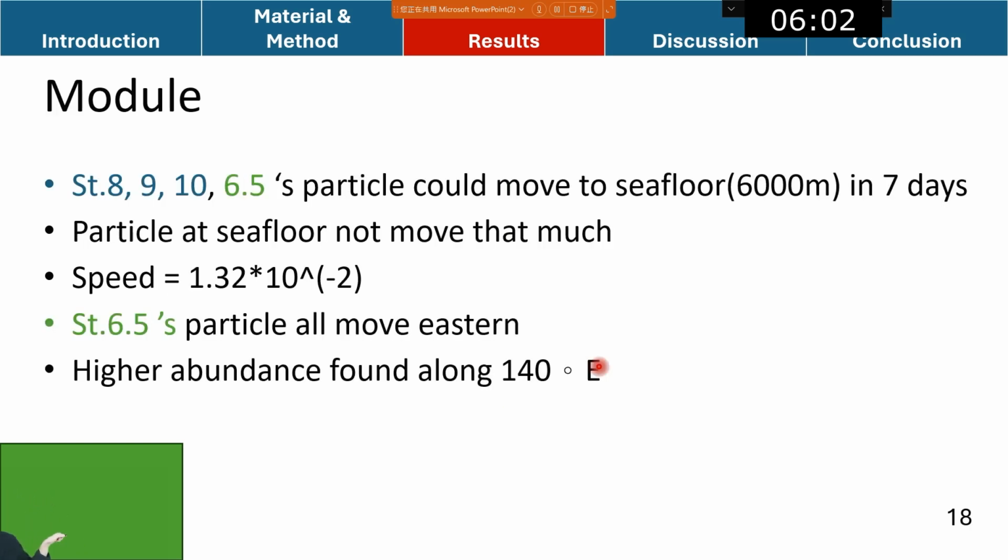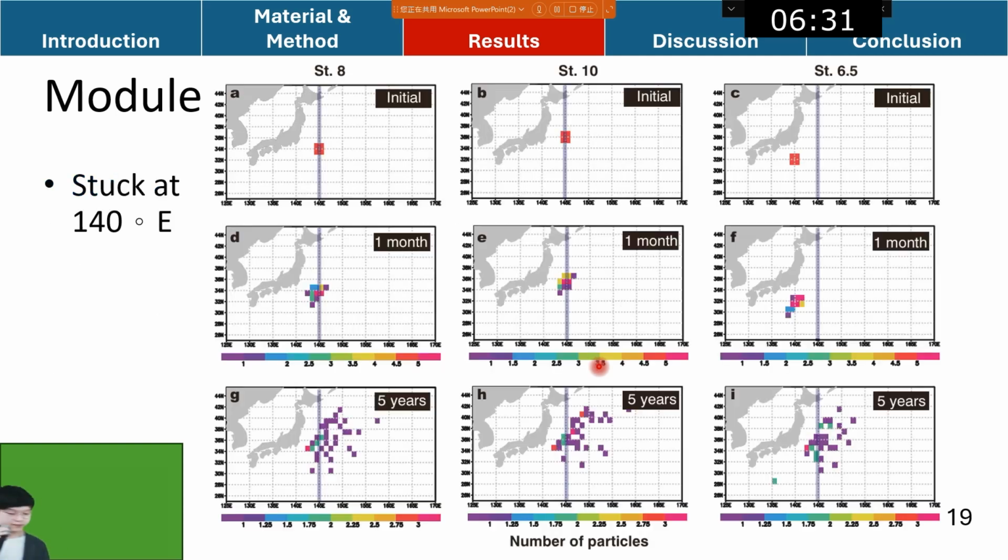The model tells us all the particles could move to the seafloor in 7 days, and the particles at the seafloor will not move that much. So it means they will get stuck here. You can see the speed here, and all the particles move eastward and get stuck at 140 degrees east. All these particles started at 140 degrees east.